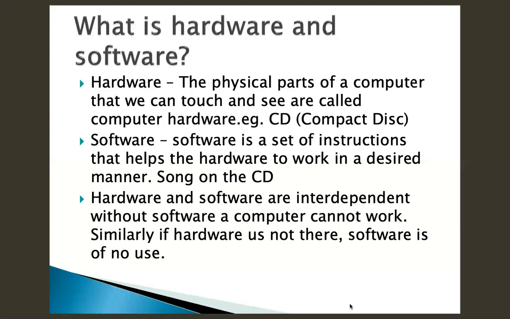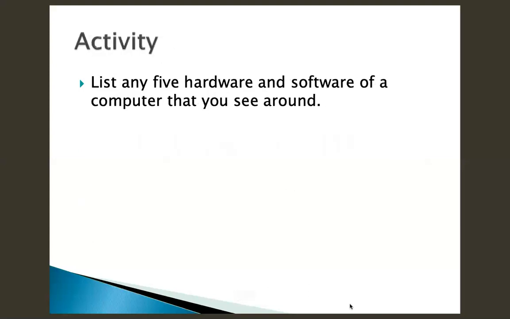Now, these are the three topics in this video. When I come with the other three topics in the second video, we will do a little bit of revision of this again, right? Now, your work at home. You have to list any 5 hardware and software that you see around you. Any 5. Okay. Just write any 5 hardware and software.